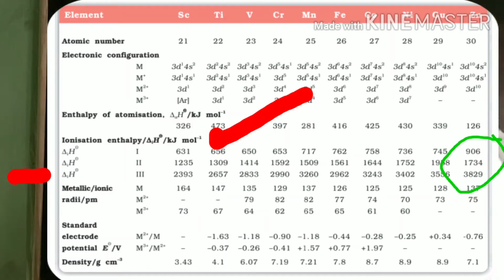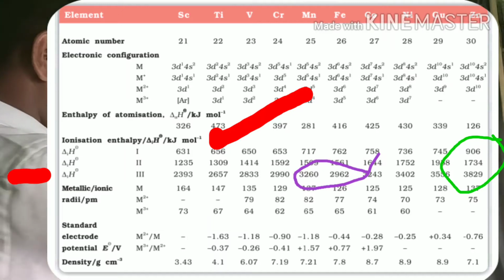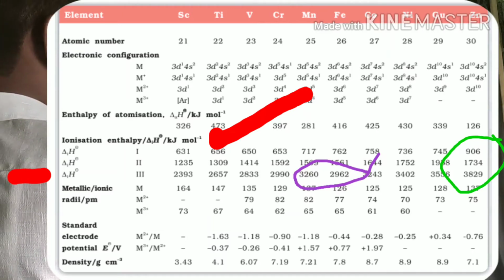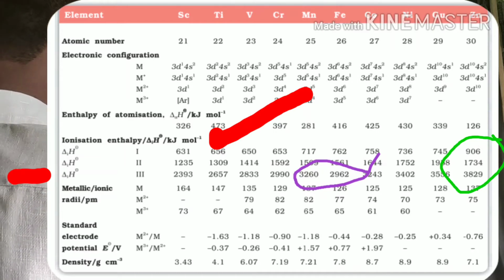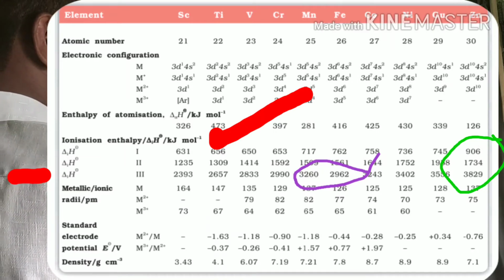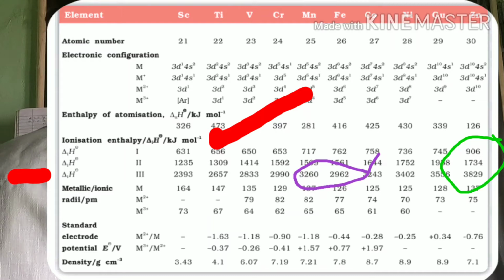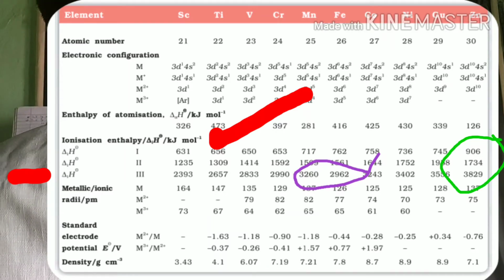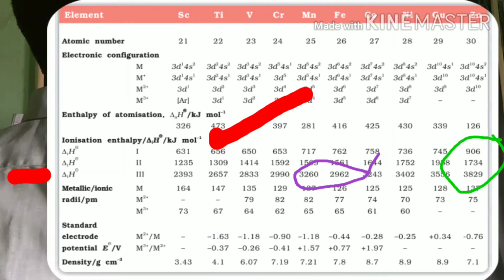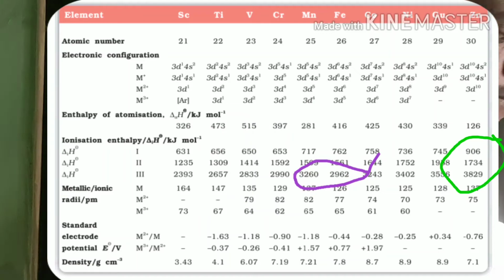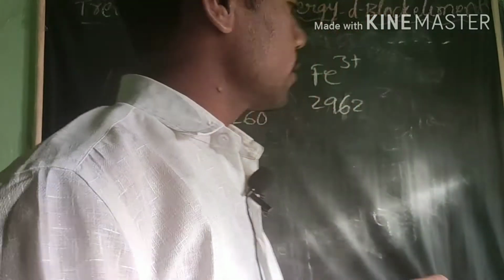You see here, and one thing you observe: the third ionization energy of Mn3 plus is around 3260, but Fe3 plus is 962. Why is it like this? Why is it like this? You see here.